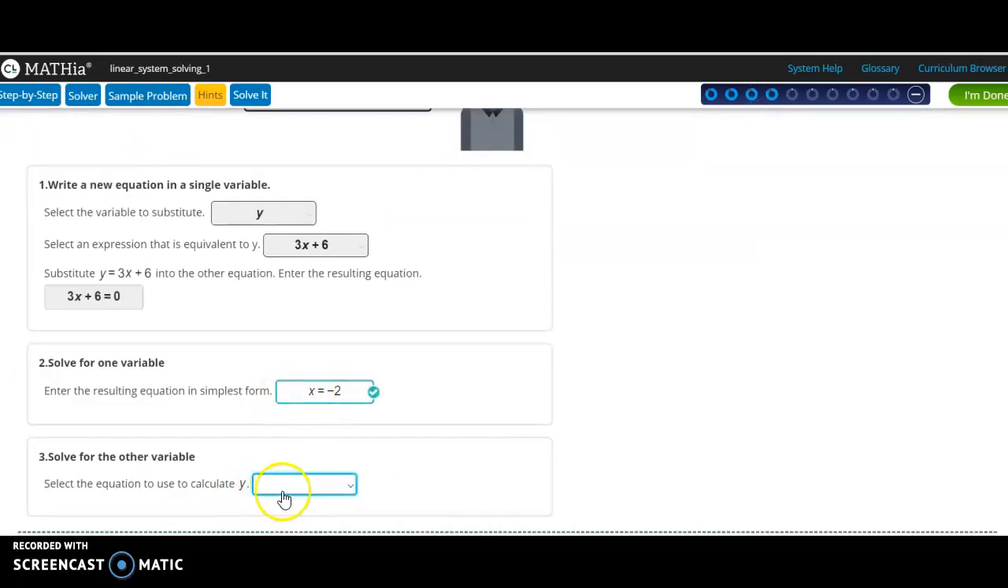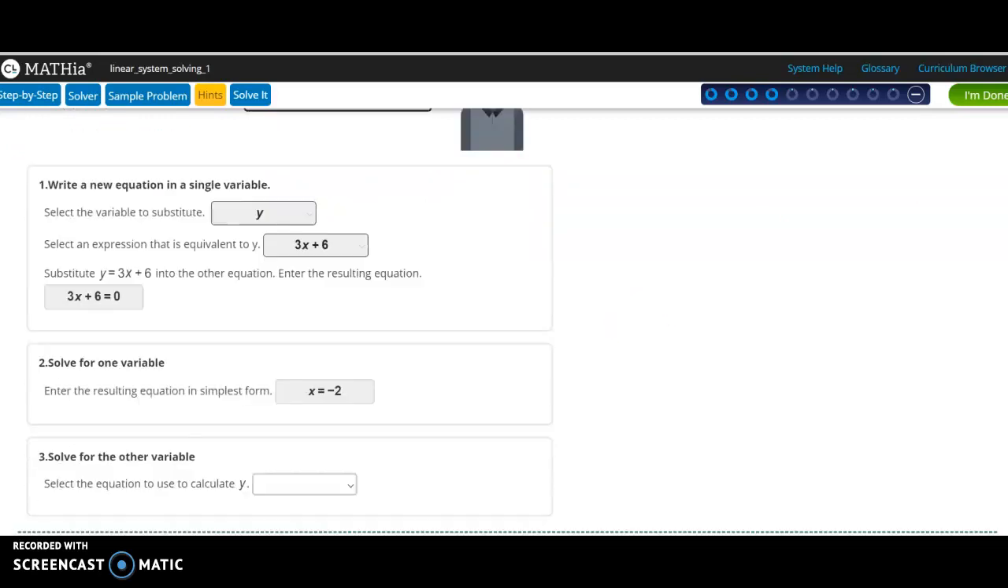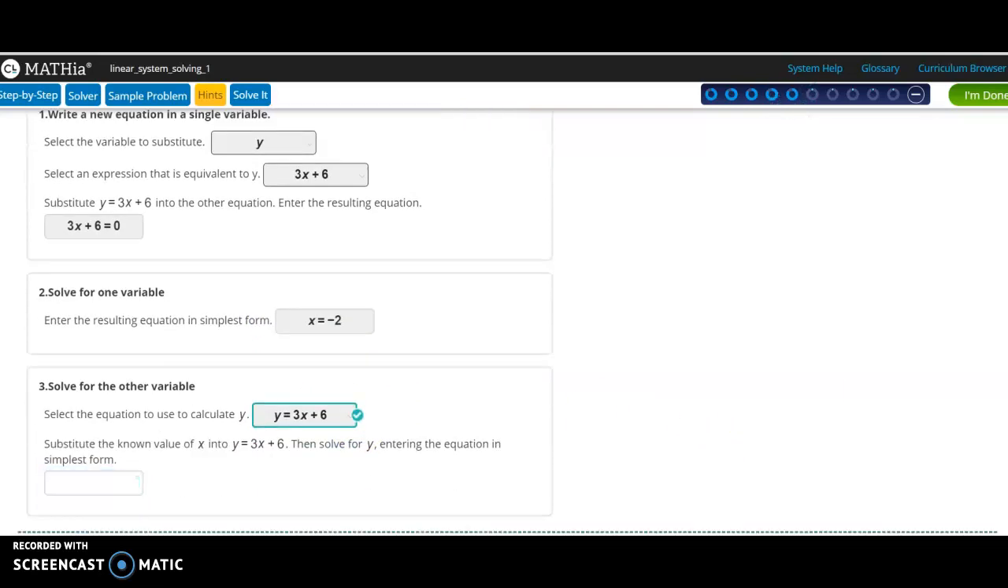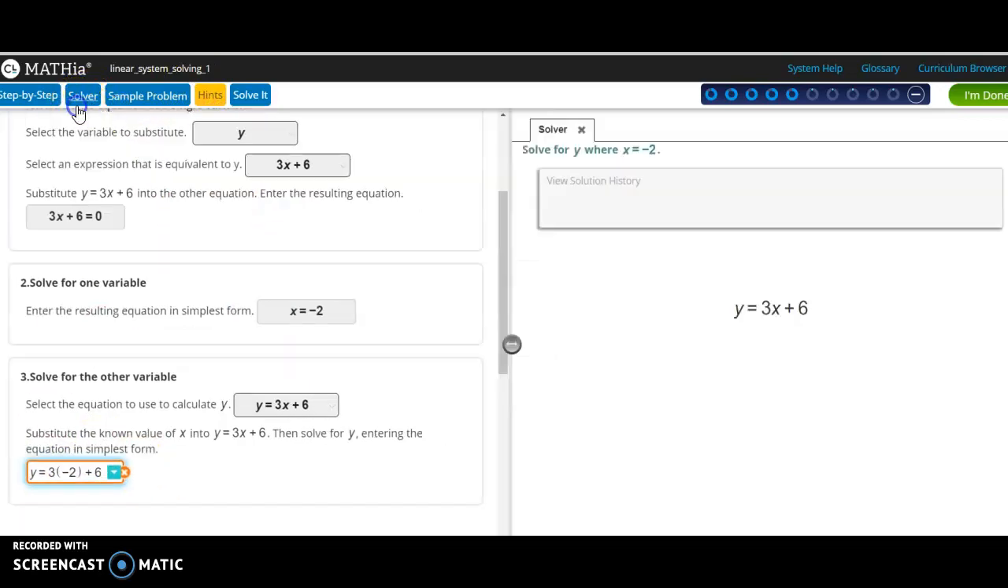Since I know what x equals, you can substitute the variable x. Really, you're going to have to use the first one because that's the only equation that has the variable x. So I'm going to substitute, I know that x equals -2. And then, hold on, I actually need to simplify this, but you can use the solver.